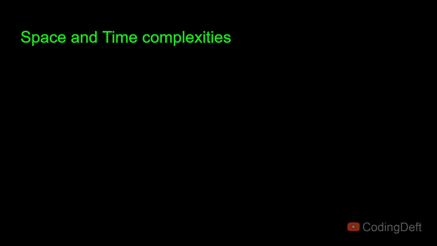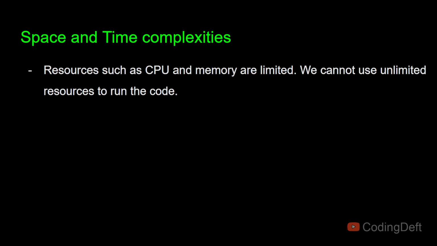CPU is nothing but the time required to execute the program. Memory or RAM is the space that is required to execute a program. So there are two complexities. One is space and the second one is time. Since the CPU and memory are limited, we cannot use unlimited resources to run the code.